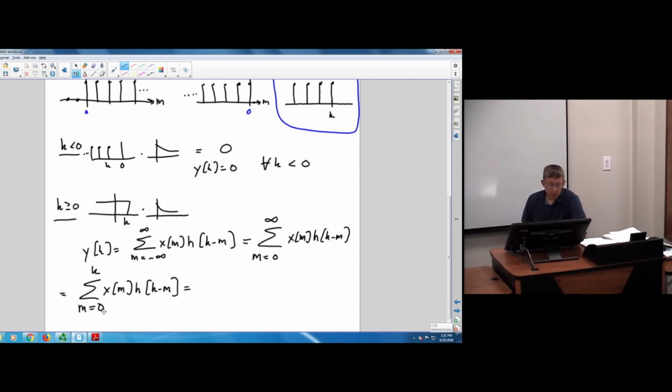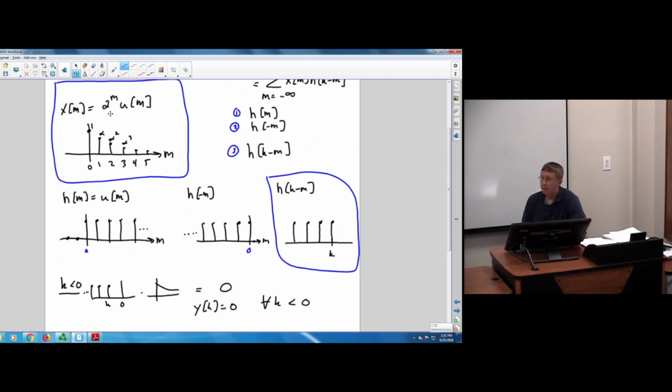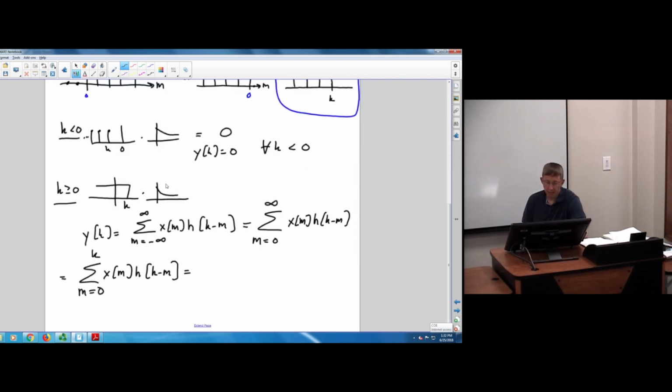What about this right here? On the interval m equals 0 to k, what is x of m equal to? Alpha to the m, right? It's equal to 1, alpha, alpha squared, alpha cubed, all those values. It's just alpha to the m. For k greater than 0 and m equals 0, 1, 2, 3, 4, up to k, what is this equal to? It's equal to 1. It's these ones right here.